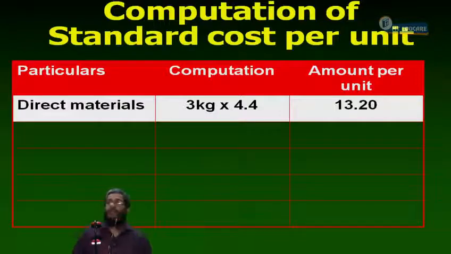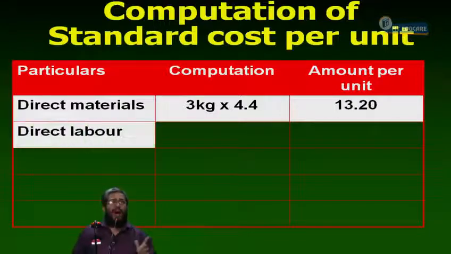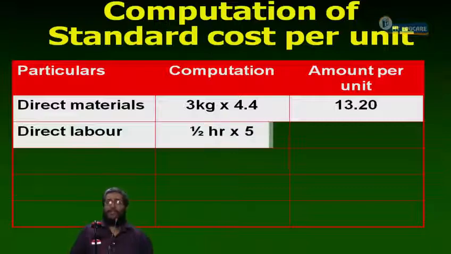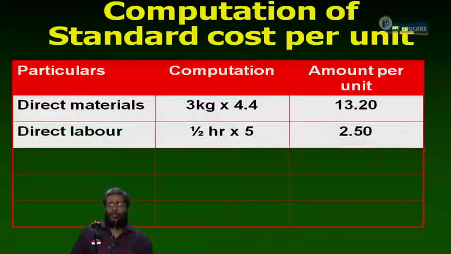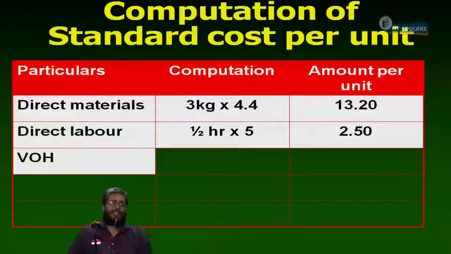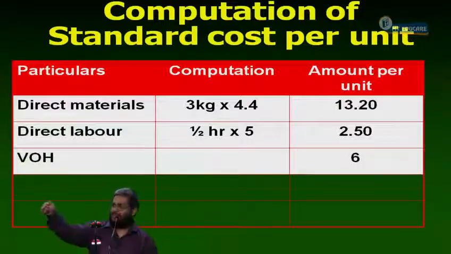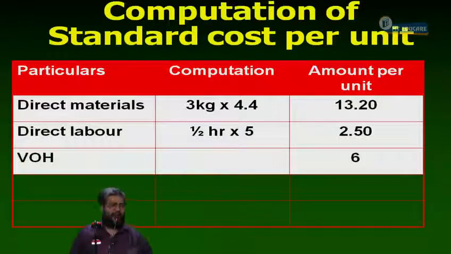Yes or no? To produce every unit, how many hours of labor time can be taken? Half an hour. And for every hour, my HR can pay how much as wages? 5 rupees. So the target wage cost for every unit to be produced is 2.5 rupees. Variable overheads, we already found the SR. The budget says for every unit produced, the variable cost should be 6 rupees. The SR per unit is already calculated, I need not explain once again.